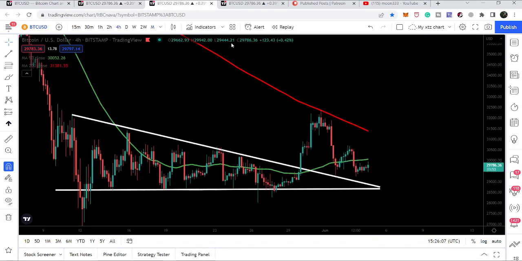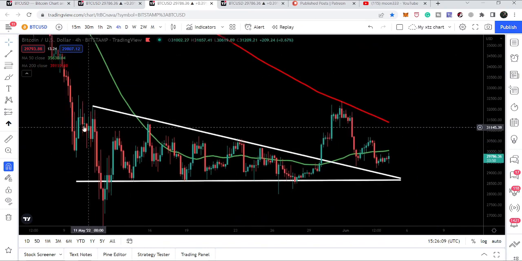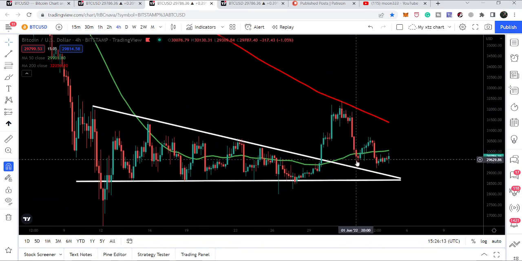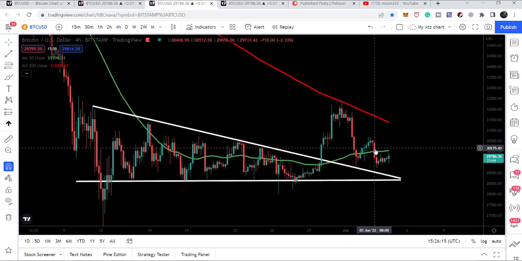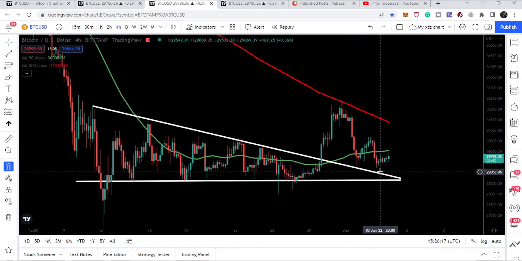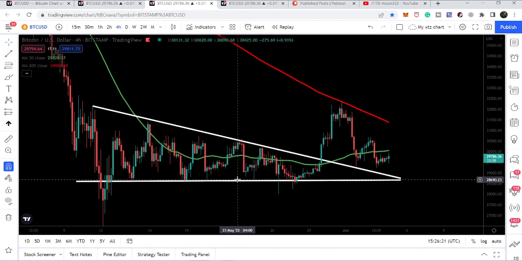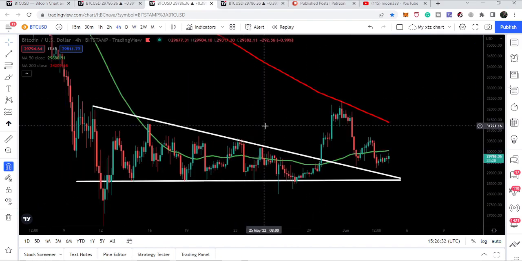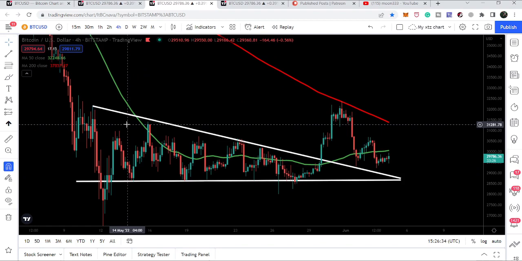Now let's take a look at this triangle. You can see that we have already broken out. We had a short rally. We tested the support here. We again moved up and again almost tested the support, and we are still moving above the resistance of the triangle. This support is, by the way, very important at $28,600. If we break it down, then on the weekly time frame we can test this red line, the 200 weekly simple moving average. That is also a very strong support.